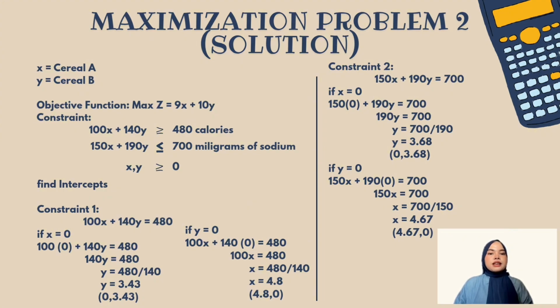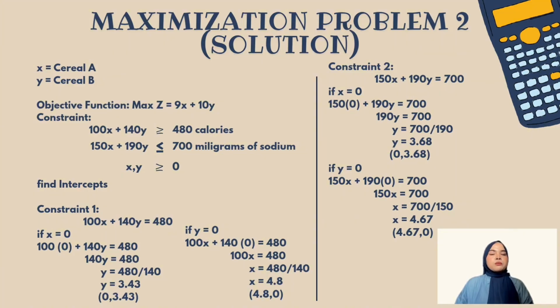The next step is identify the constraint. So in this case, we have two conditions that have been mentioned in the statement. First one is provide at least 480 calories and the second one is less than or equal to 700 milligrams of sodium. So the first constraint for calories requirement is 100x plus 140y more than or equal to 480 calories. And the second constraint for sodium amount is 150x plus 190y less than or equal to 700 milligrams of sodium. And we also have non-negativity constraint, which is x and y more than or equal to 0.